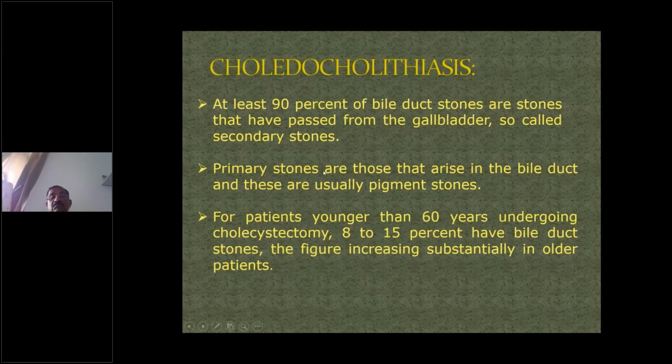Primary stones are those that arise in the bile duct, and these are usually pigment stones. Conditions like hemolytic anemias carry a high risk for primary stones. And for patients younger than 60 years undergoing cholecystectomy, 8 to 15% will have bile duct stones, while the figure increases substantially in older patients.